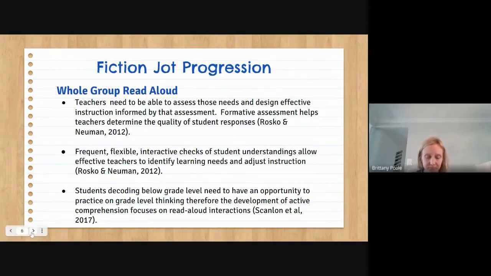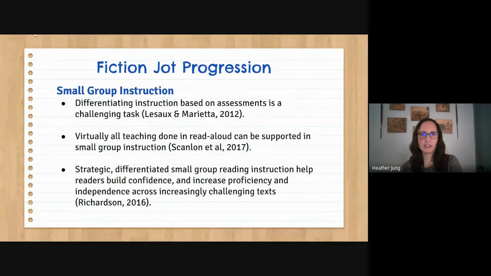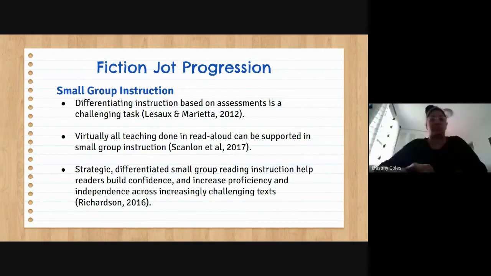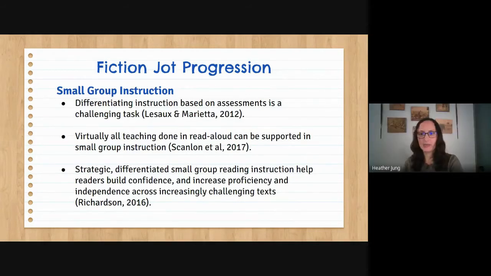Okay. Today we're going to be talking about small group instruction. Here's some background on the research behind this, and why small group instruction and whole group instruction, even with the same tool, might look a little different. Okay, are we ready?